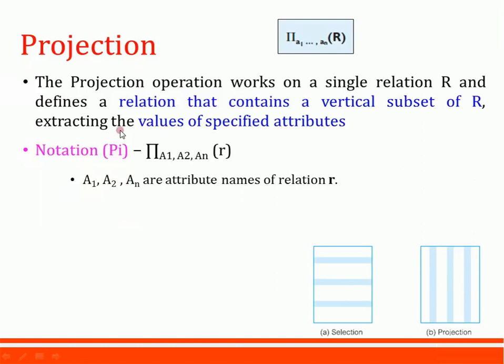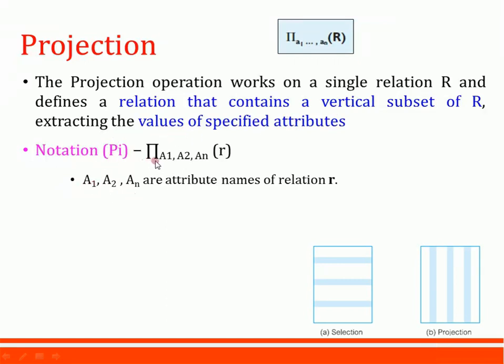The next is the projection operation. The projection operation is indicated by pi, the mathematical letter pi. So this works on a single relation and defines a relation that consists of the vertical subset of R, extracting only those attributes which are specified.